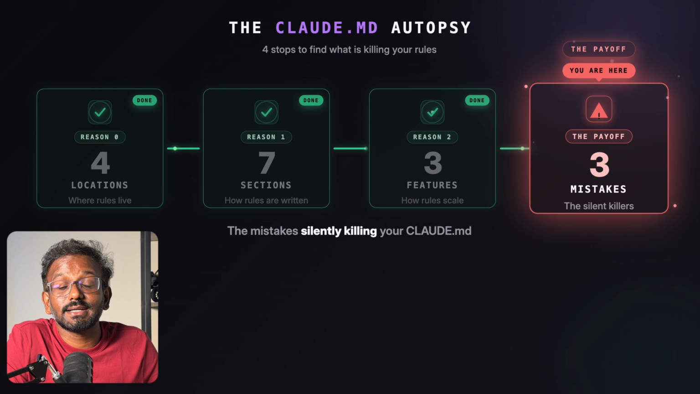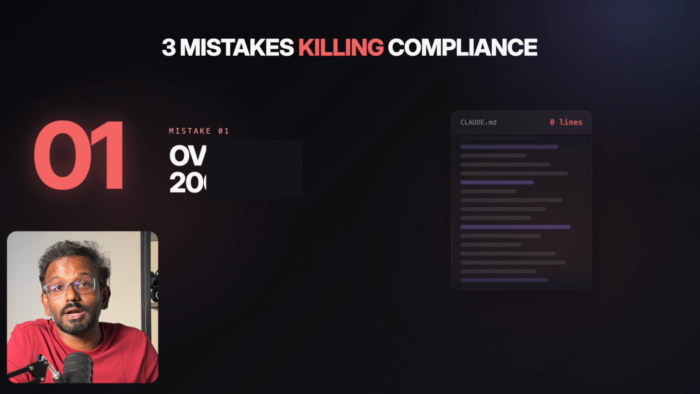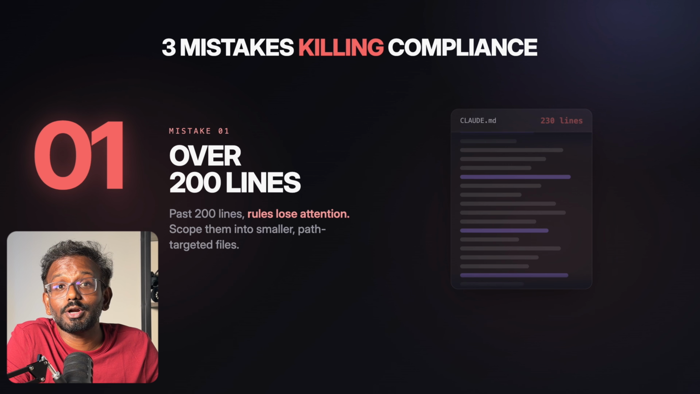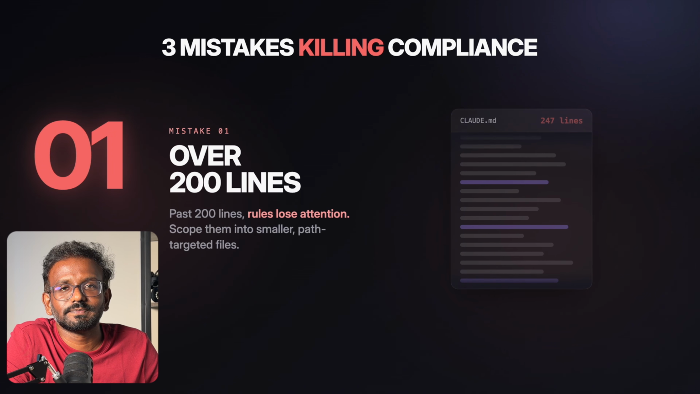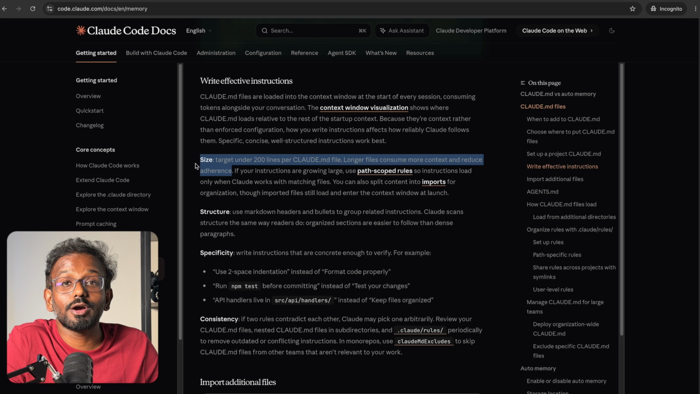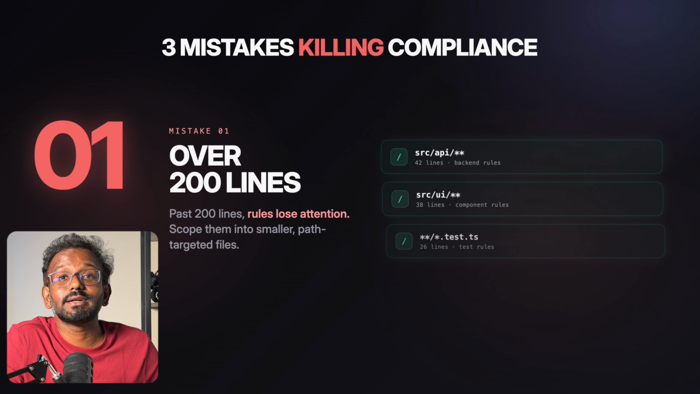Three mistakes killing compliance. Mistake 1, over 200 lines. The CLAUDE.md file loads into context every session. Anthropic's own doc says longer files reduce adherence. Past 200 lines, your rules start competing with each other for attention and losing. Better, we can use path scope rules to split.